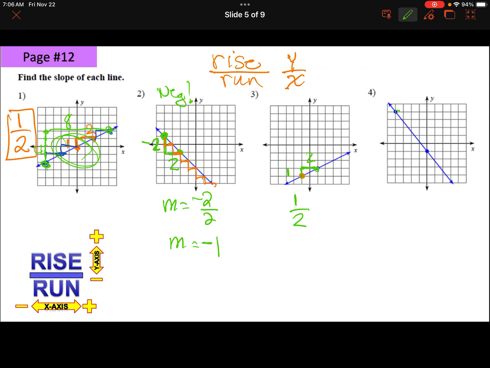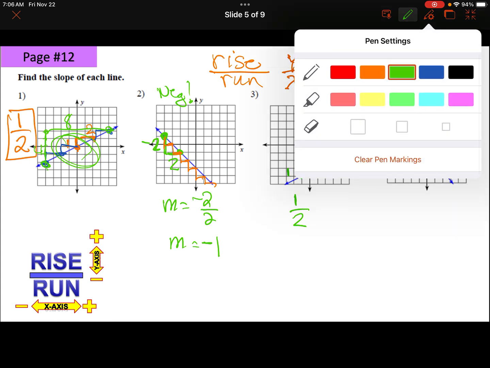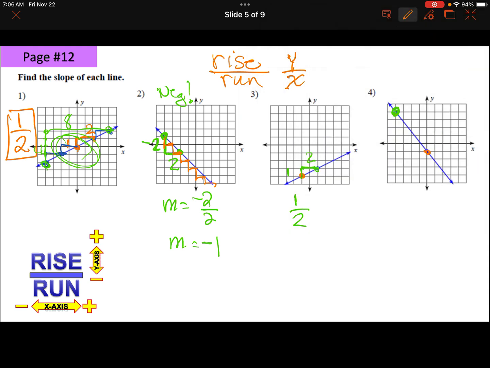And number 4, again, I'm going to start up here at the green dot, and I am going to move towards the orange dot, and I'm going to go down this many, 1, 2, 3, 4, 5, and I'm going to go over 4. Slope is m. M is going to be -5/4. Slope's universal label is m. We'll talk more about that on Monday. If you don't write m equals, I'm not going to count it incorrect, but you'll start seeing that more and more.